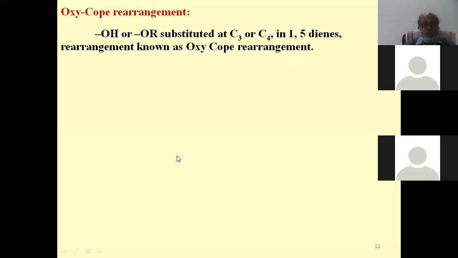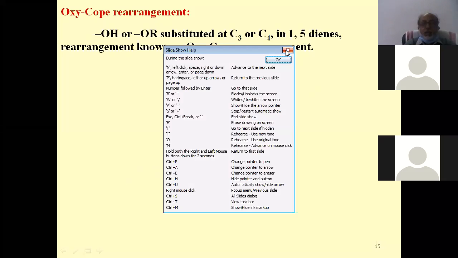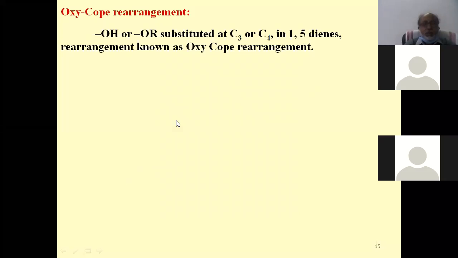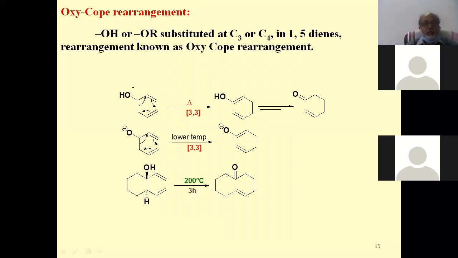Let us see this. So this example, let us see. This is a 1,5-diene, a 3,3 sigmatropic shift.